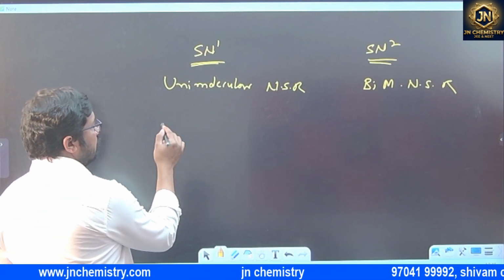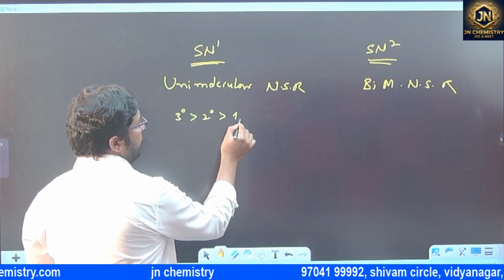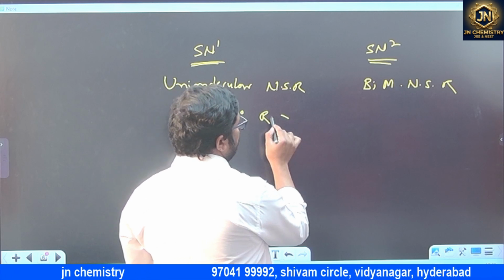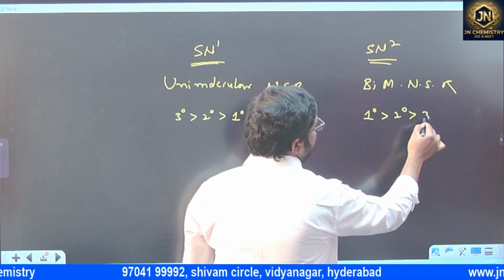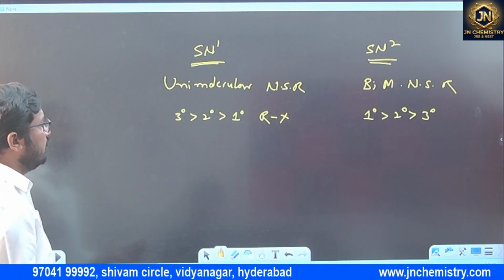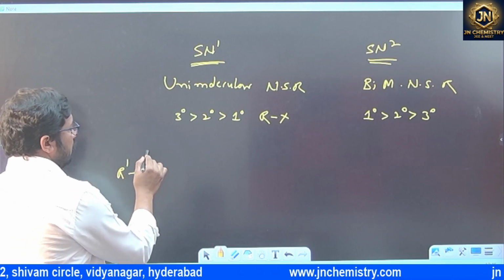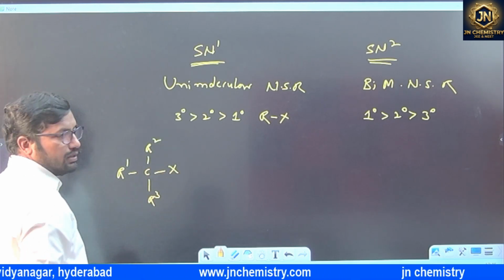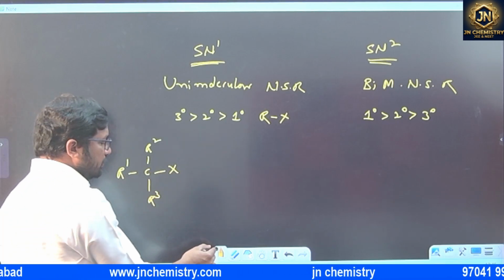Majorly in SN1, 3 degree, then 2 degree, then 1 degree alkyl halides will undergo. In SN2, the order is 1 degree, then 2 degree, then 3 degree alkyl halide. So first we will see the SN1. For example, R1, R2, R3 attached to C–X. It's a chiral center. This is a chiral carbon because of 4 different groups.